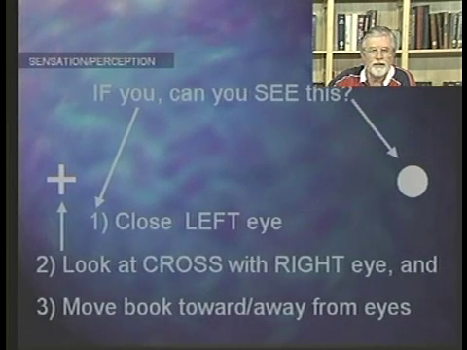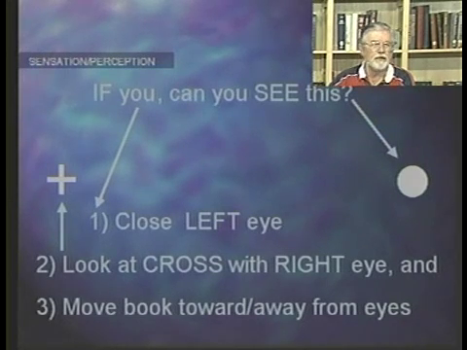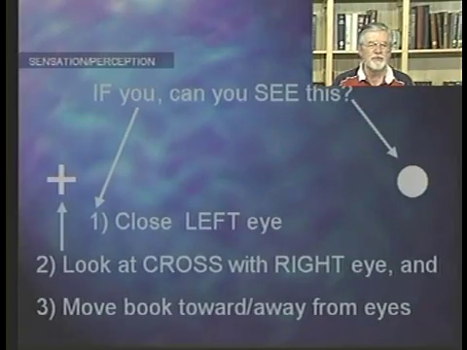Okay? So what you're going to do is to close your left eye, look with your right eye at the cross, and then pull the book towards you and away from you slowly. Do it slowly so you've got time to react to it, but at roughly a comfortable reading distance, what happens to the circle? It disappears. Miracle of miracles.